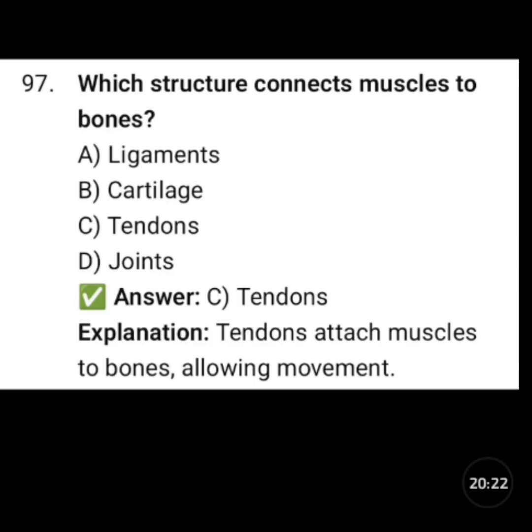Which structure connects muscle to bones? Ligaments, cartilage, tendons, joints. The correct answer is option C, tendons. Tendons attach muscle to bones, allowing movement.